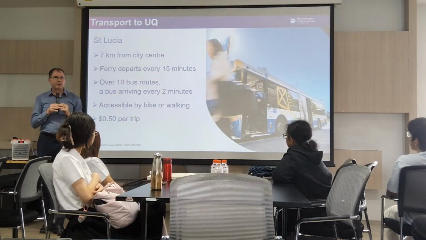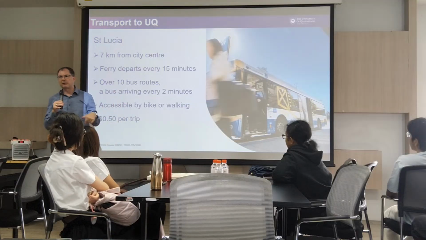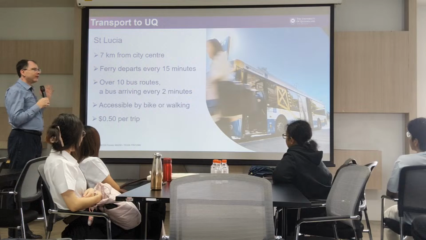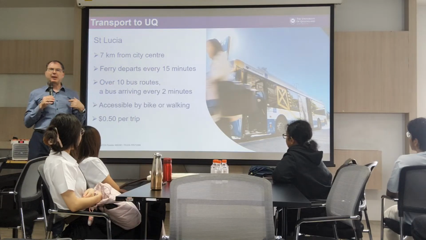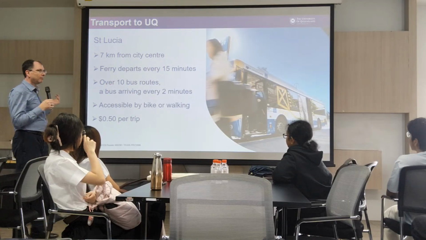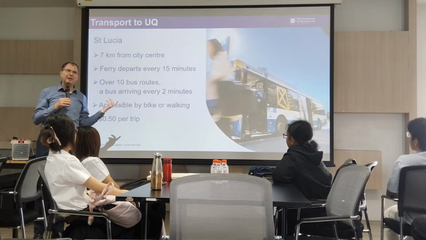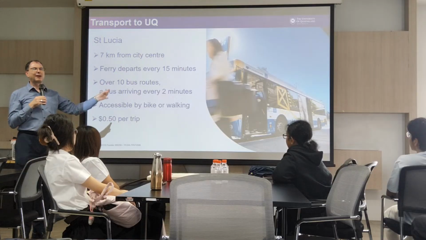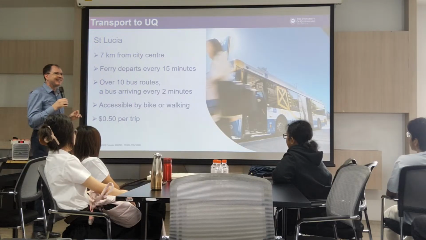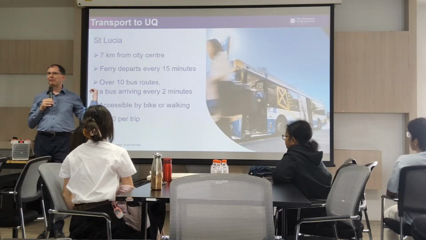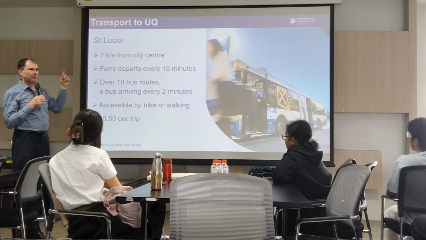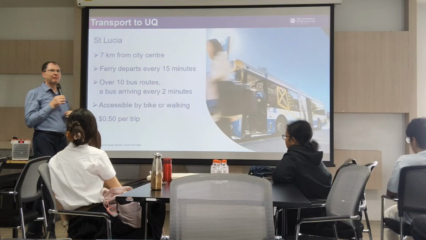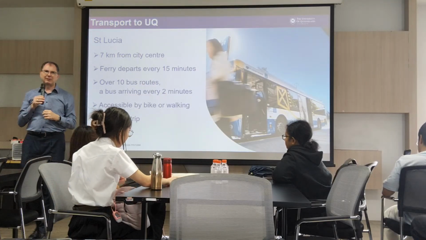So transport. I mentioned there's 2 bus stations plus the ferry into campus. It's roughly 7 kilometers from the city center. The ferries run every 15 minutes during the day, and then there's lots of bus routes on campus. A bus arriving every 2 minutes is a little misleading because that's across 12 different bus routes. But from the Central Business District, there is a bus that during busy times runs every 5 minutes. So it's easy to get to campus.